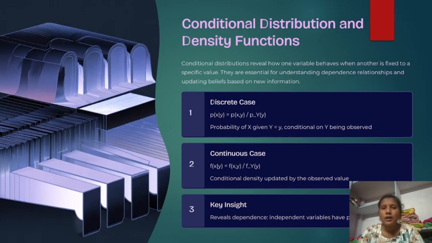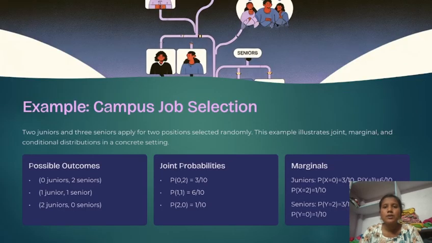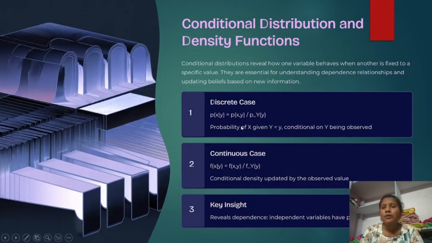Conditional distribution and density function. In simple words, a conditional distribution function is obtained as if one event has already happened. Based on that happened event, we follow the other event. Here, conditional distributions reveal how one variable behaves when another is fixed to a specific value. They are essential for understanding dependence relationships and updating beliefs based on new information.